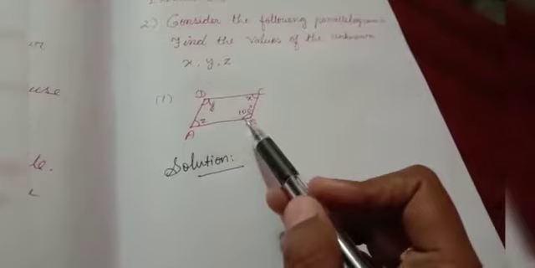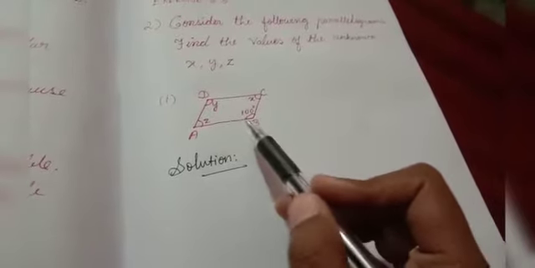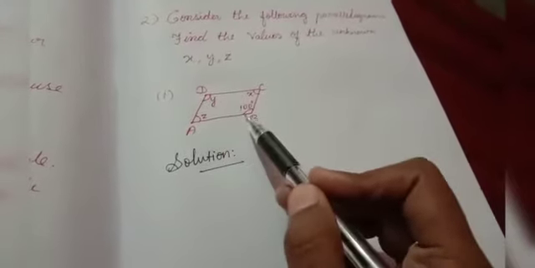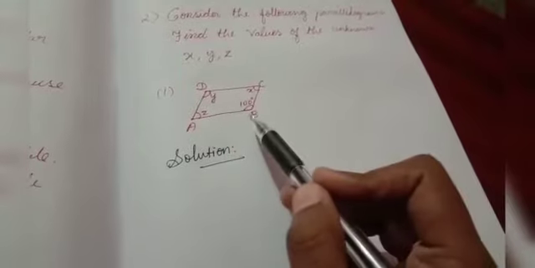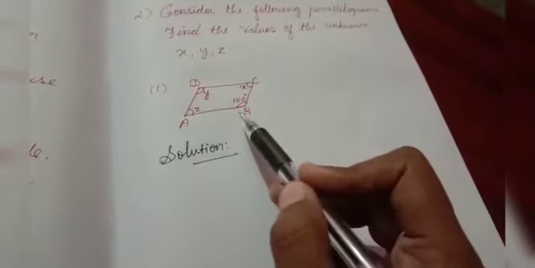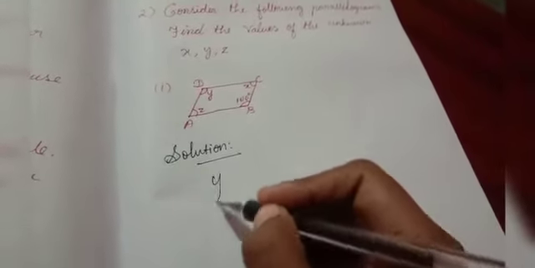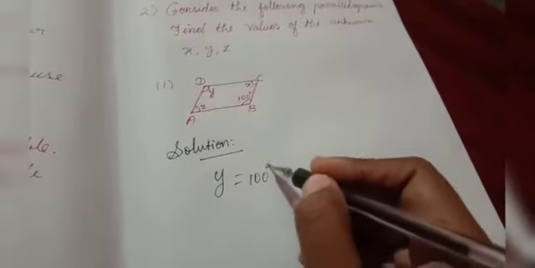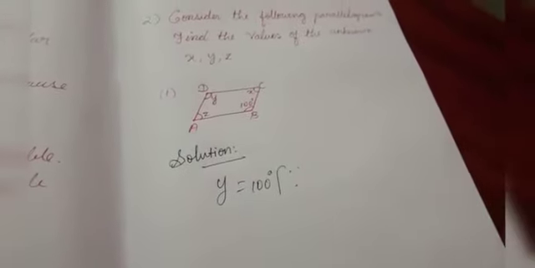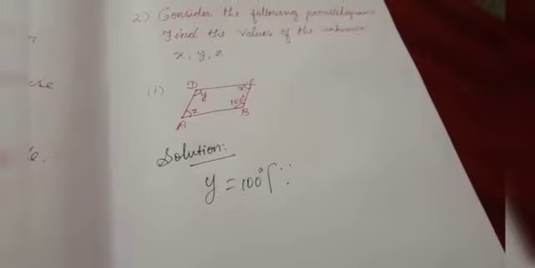Here y is equal to 100 degree. Why? Because opposite angles of a parallelogram are equal. So I can write y is equal to 100 degree, since opposite angles of a parallelogram are equal.